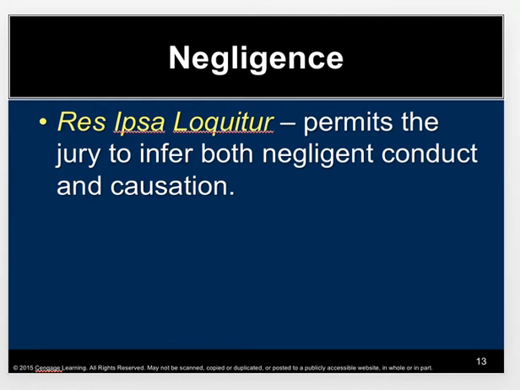Well, res ipsa loquitur is a legal cause of action that allows you to make a claim in those types of situations where it's very difficult to prove who caused the harm, that you in fact were harmed, but it's very difficult to prove who caused the harm. So that's about all I'm going to say about this.